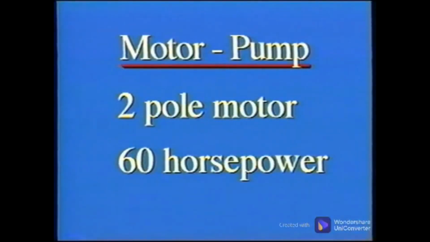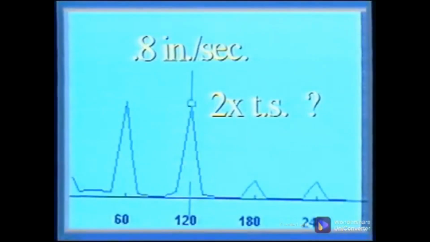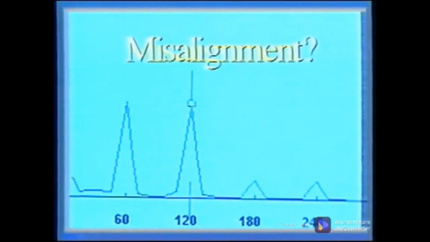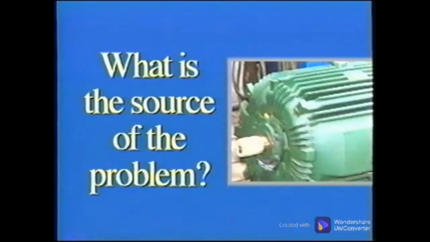This case history involves a 2-pole 60 horsepower motor driving a pump. The motor had high vibration of 0.8 inches per second at what appeared to be 2 times turning speed. One analyst assumed it was misalignment and checked it by uncoupling the motor. The peak at that frequency remained at 0.8 inches per second. A CSI analyst was called in to determine the problem. Based on this information and the knowledge of 4 characteristics of motors, he was able to confirm the real problem in just a few minutes.